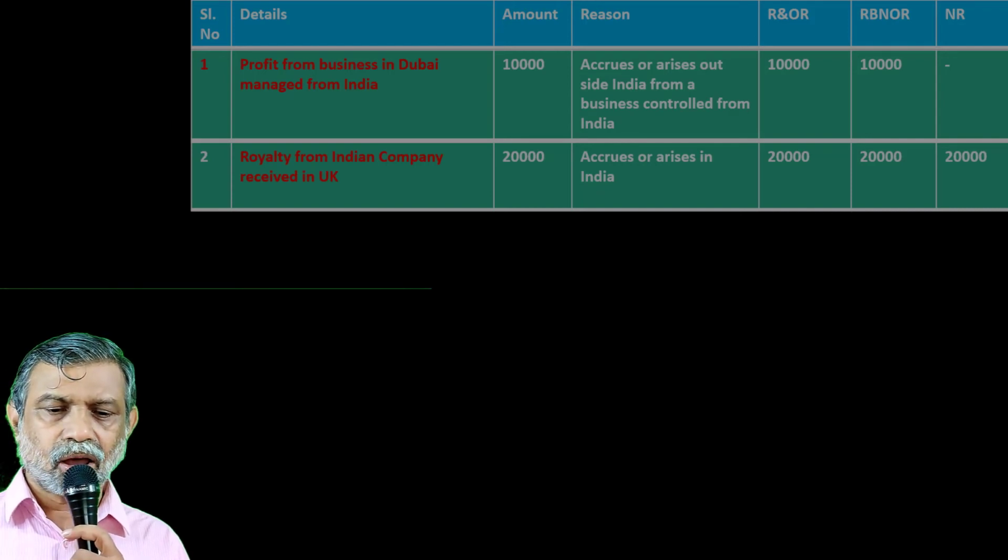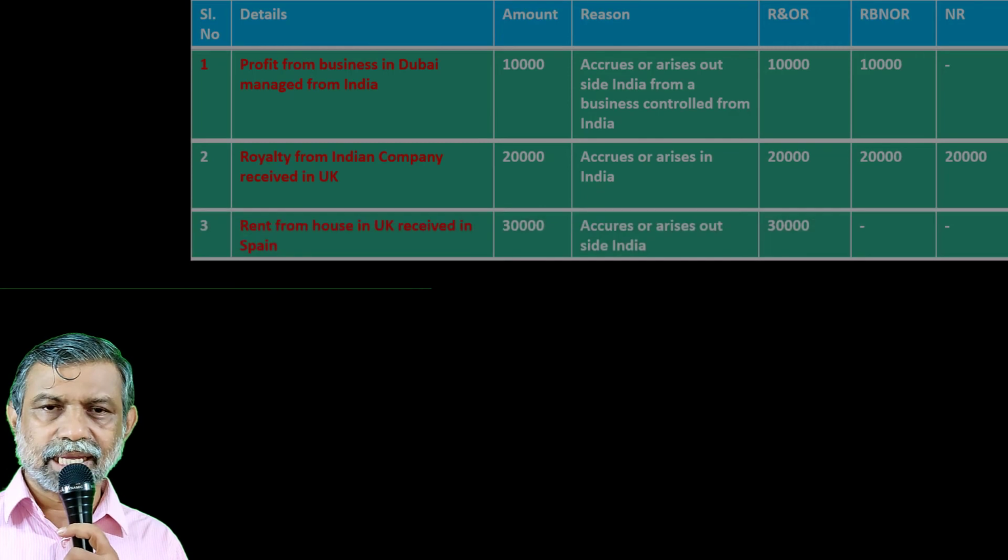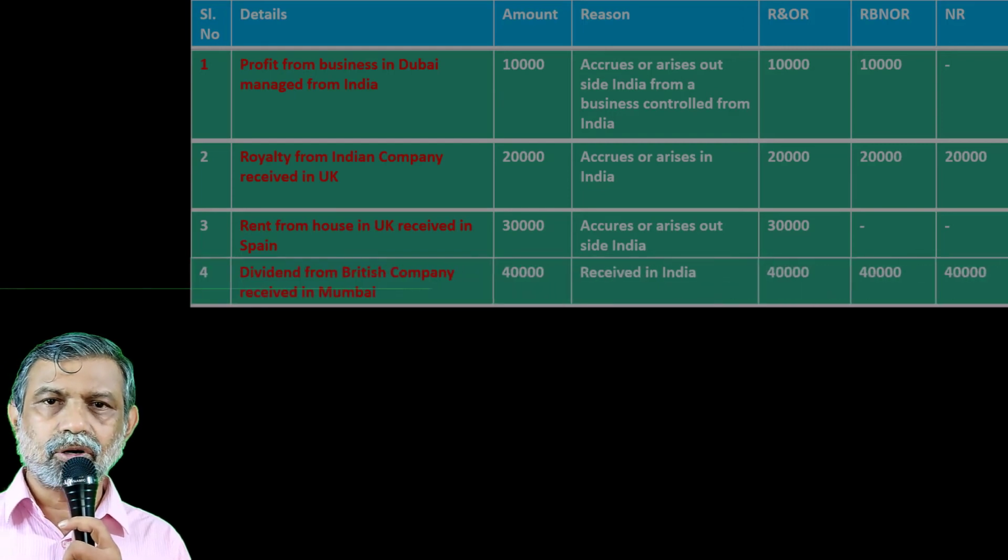Second case, royalty from Indian company received in UK, 20,000. Accrues or arises in India. Yes, this accrues or arises in India, so taxable in all 3 cases. Third one, rent from house in UK received in Spain, 30,000. Accrues or arises outside India. So it is taxable only in the hands of resident and ordinary resident.